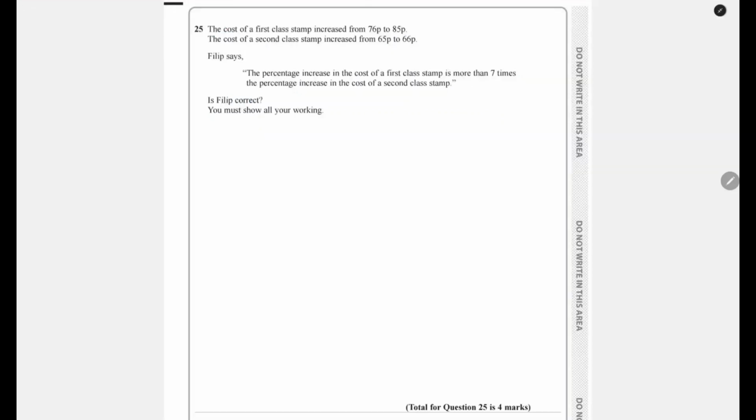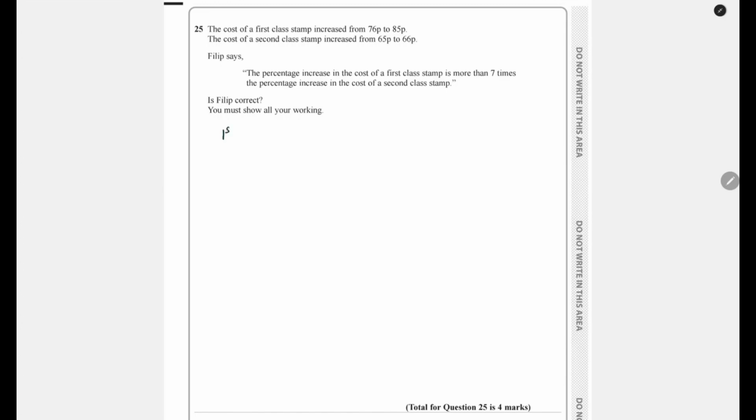Question 25 says, the cost of a first class stamp increased from 76p to 85p. The cost of a second class stamp increased from 65p to 66p. Philip says the percentage increase in the cost of a first class stamp is more than 7 times the percentage increase in the cost of a second class stamp. Is Philip correct? You must show all your working. So we need to work out what the percentage increase for each is.